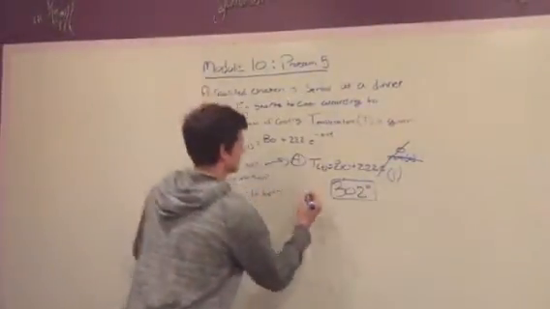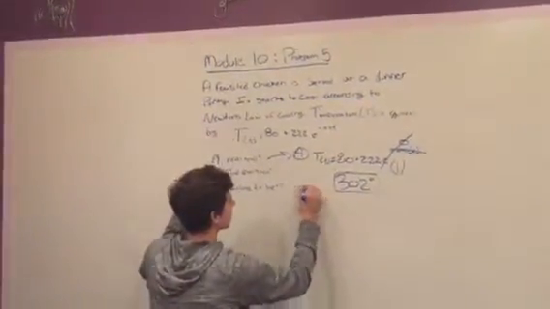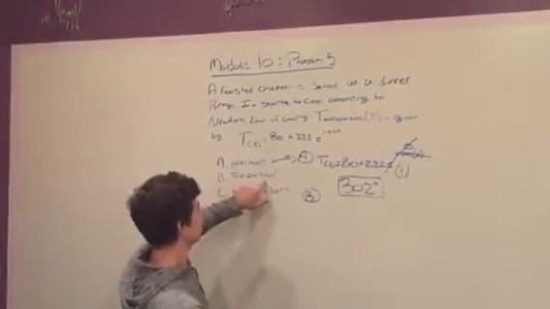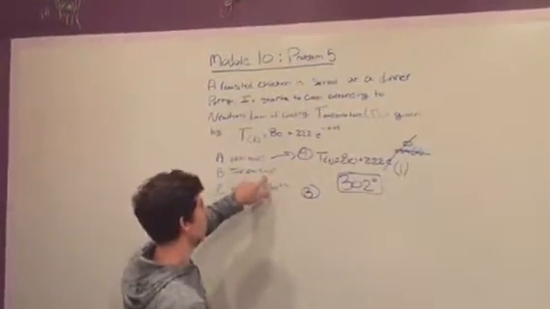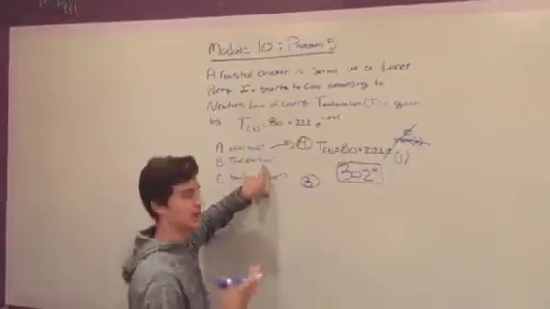So that is the initial temperature according to Newton's law of cooling. The next one we're going to do is B. Instead of plugging in 0, you're going to plug in 9, because they're asking for the temperature after 9 minutes.